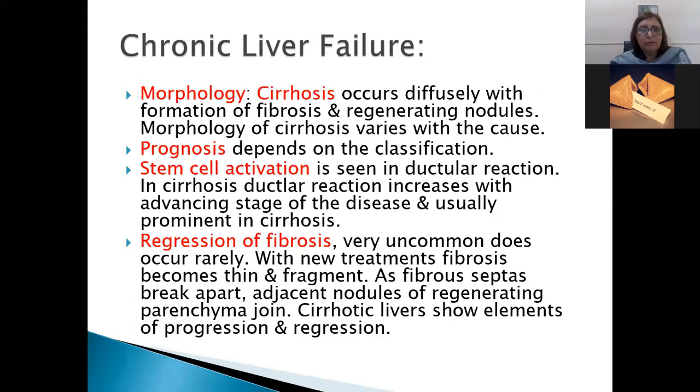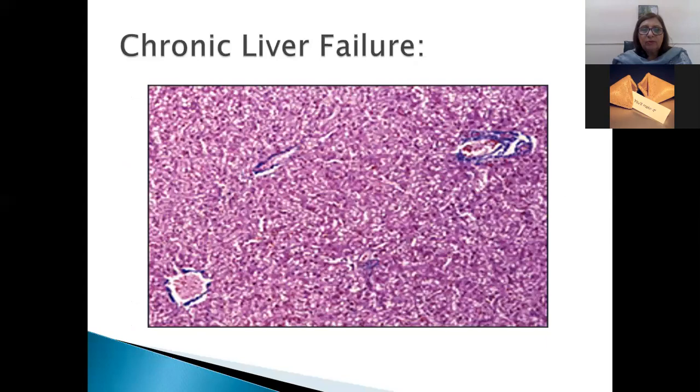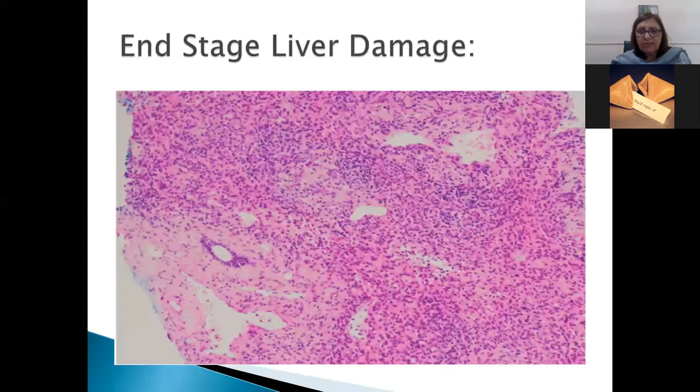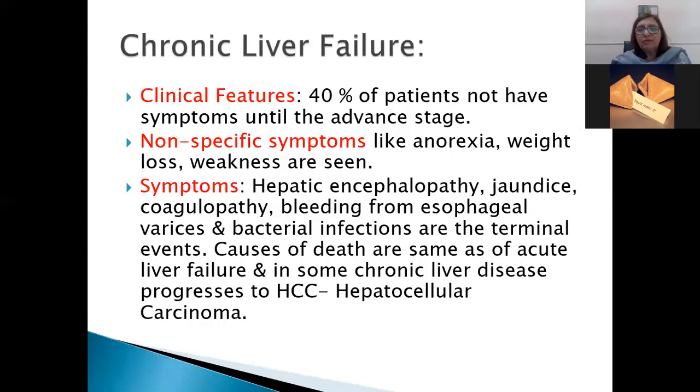Then I told you the morphology, in which there is cirrhosis with regeneration of the nodules, and I've shown you these photomicrographs as well. And the symptoms, as I've told you, are hepatic encephalopathy, jaundice, coagulopathy, and sometimes hepatocellular carcinoma is seen. In those individuals in which the infection is because of hepatitis B or C viral infection leading to chronic liver disease, and sometimes alcoholic liver disease leading to cirrhosis, it can also lead to hepatocellular carcinoma.